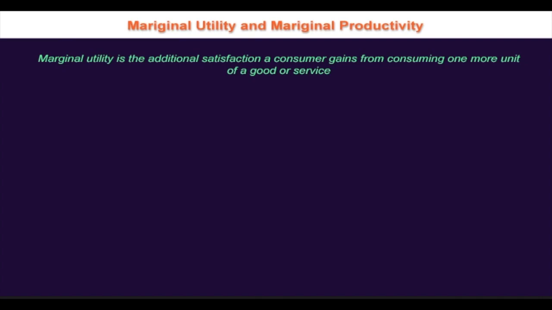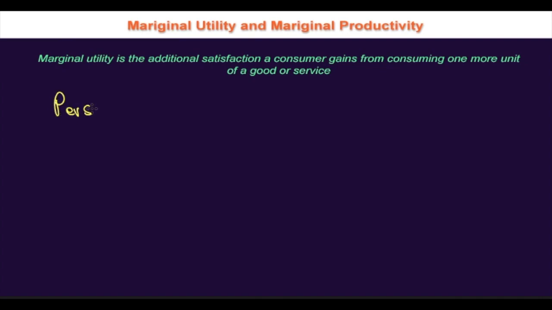Demand for goods and services for consumption depends on their marginal utility. Marginal utility is the additional satisfaction a consumer gains from consuming one more unit of a good or service. Let's take an example.